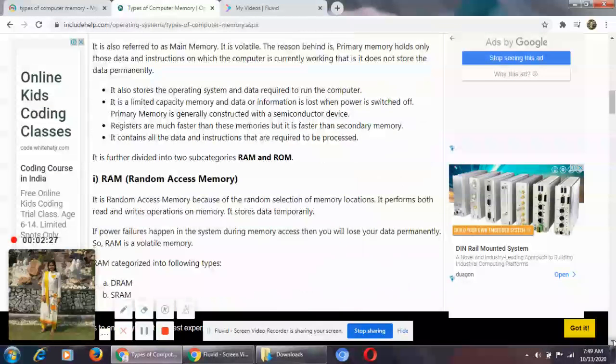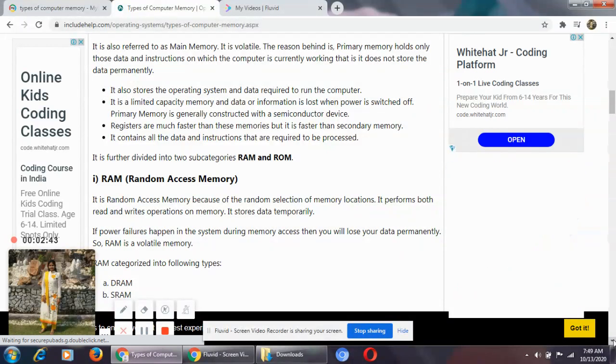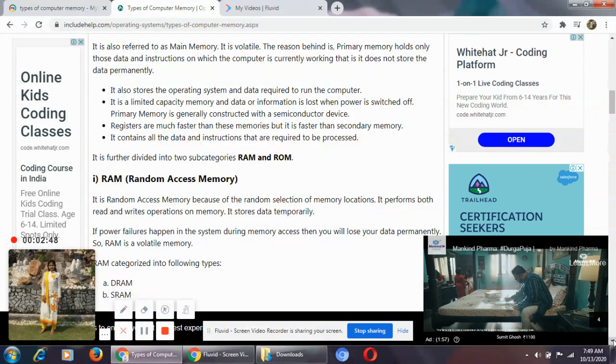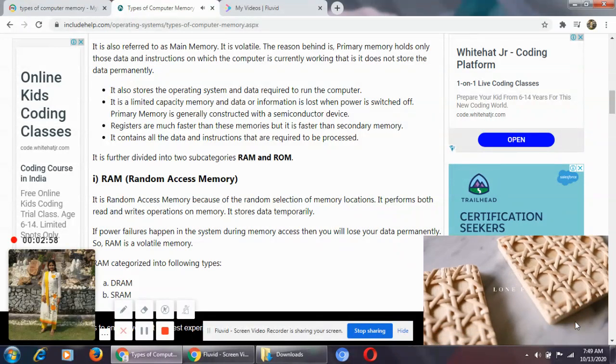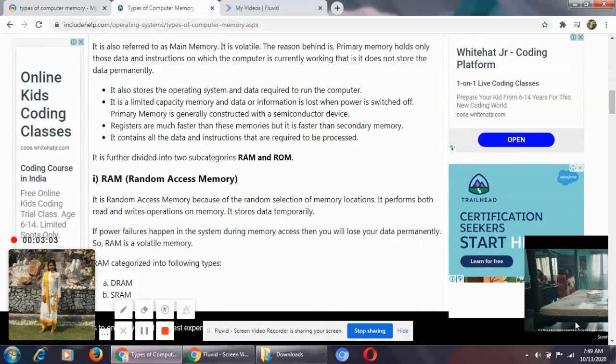Now, what is the primary memory? Primary memory is the main memory. Primary memory holds only those data and instructions on which the computer is currently working. That is, it does not store the data permanently. That means if you're working on anything on the computer, only for that particular time, the data is stored in primary memory. When the system is turned off, the entire data will get erased.